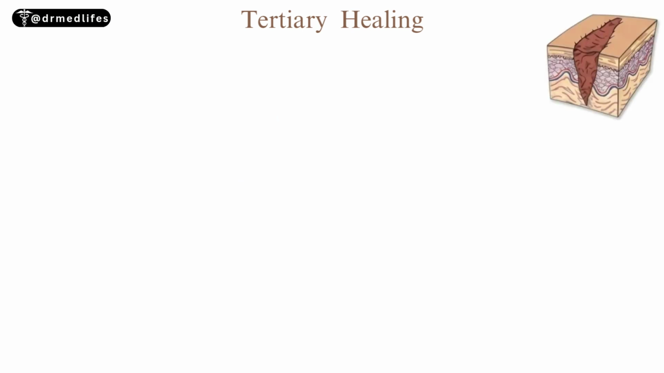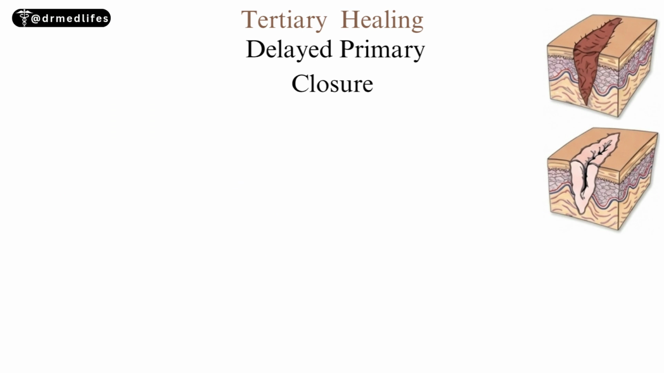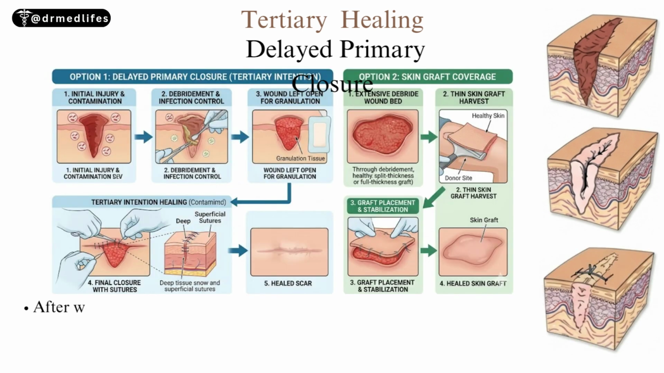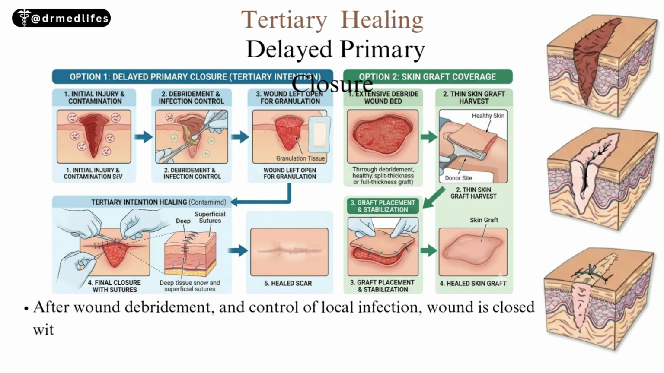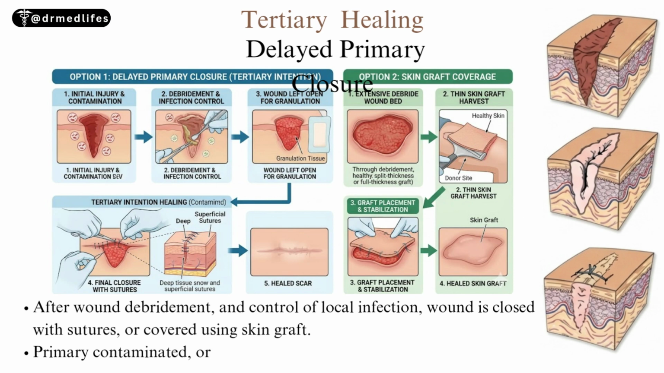The third type is healing by third intention. It is also called tertiary wound healing or delayed primary closure. After wound debridement and control of local infection, the wound is closed with sutures or covered using a skin graft. Primary contaminated or mixed tissue wounds heal by tertiary intention.